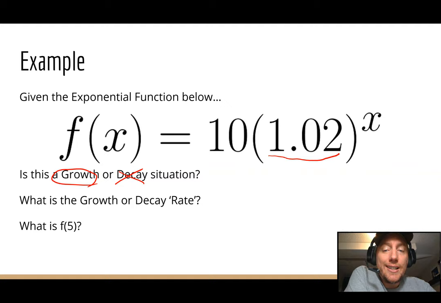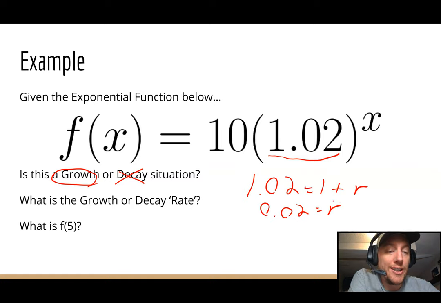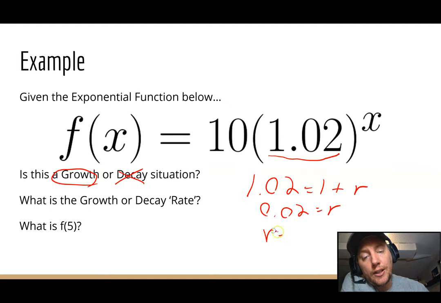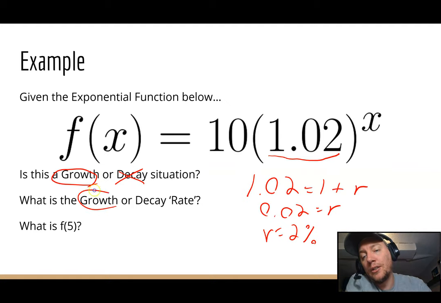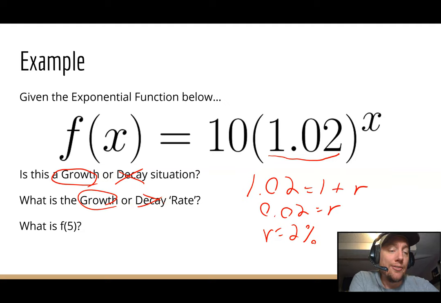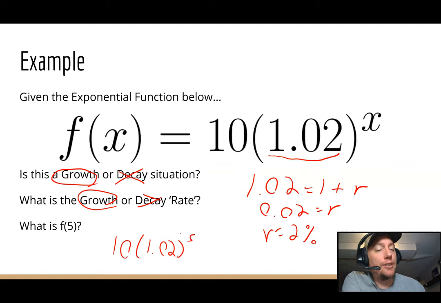Now what is the growth or decay rate? The rate comes from this 1.02. If we think about it, 1.02 was 1 plus some rate. So if I solve for r, subtract 1 from both sides, it's 0.02. Or you can write it as a 2% growth rate. So that's the growth rate rather than decay rate. And then what is f of 5? Well, for that, plug in 5 for x. So I'm going to do that on my handy dandy calculator.